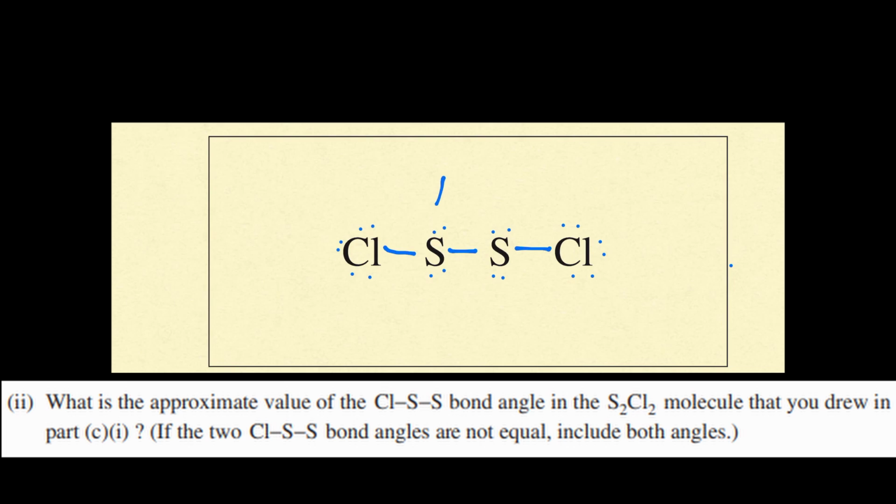Due to the pairs of valence electrons on the sulfur, we know that both of the bonds are going to be at the bent angle, which is 104.5 degrees.